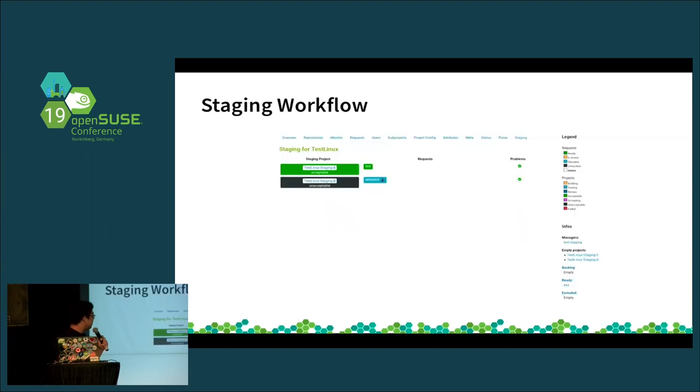So here we have an example. Here you can see the staging workflow. In this case, it's for the project test Linux. And I think it looks nice because it's very useful. The good point of the staging workflow is that you can take different submit requests that are really different changes from different projects, and you can test them all together. Not like other CI, where you can only test them independently, one by one.